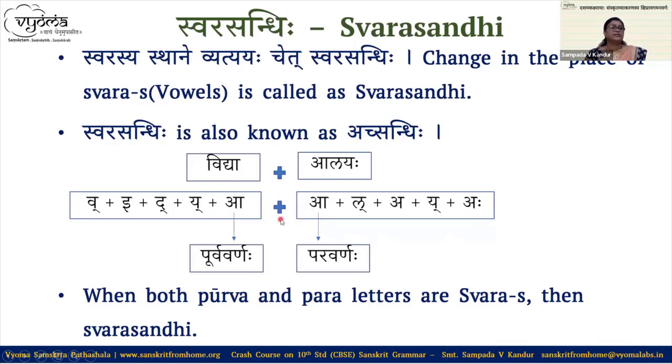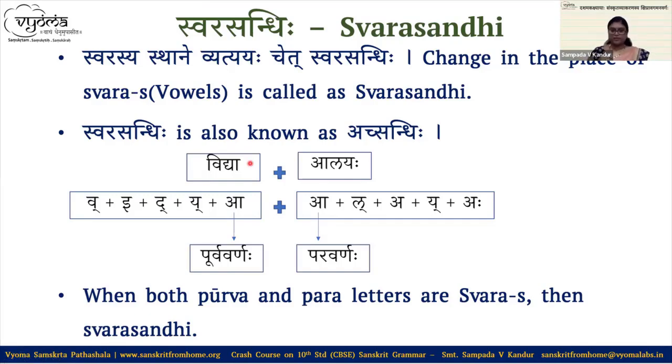So these positions, that's why I said sandhi happens physically. You can see and understand. It's a physical change, in terms of chemistry, if we talk. Purva Varnaha, Para Varnaha. When both Purva and Para letters are swaras, then Swara Sandhi. So when we see these two letters are different types of swara, we have no issue. It may be anything, but it should be swara. Then only it is called Swara Sandhi.